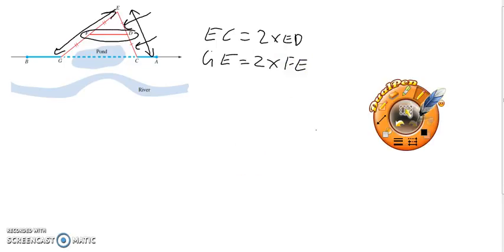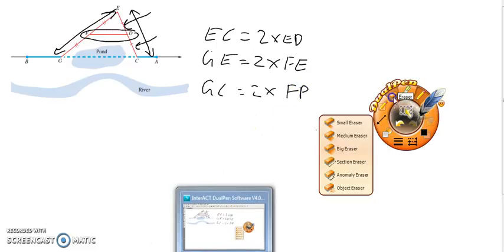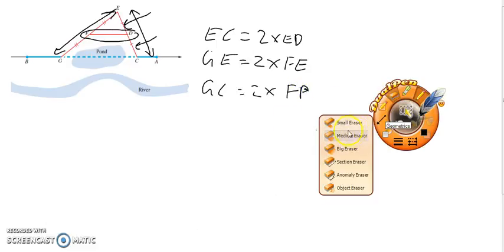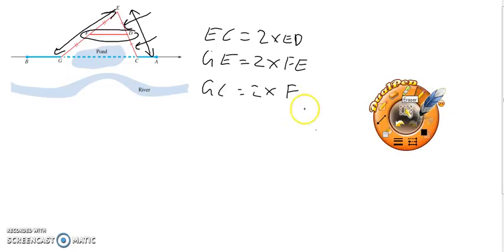So with that concept in line, we know that GC then has to equal 2 times FD. So all they have to do, sorry, it's meant to be a D. All they have to do is measure what FD is and then times it by 2. So again, a very simple technique that surveyors can use.